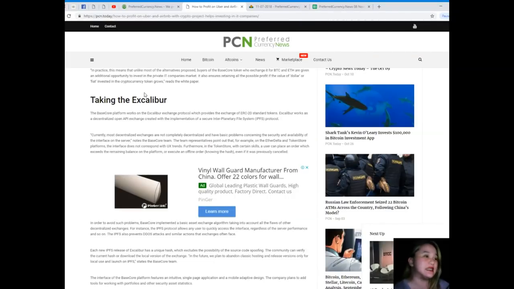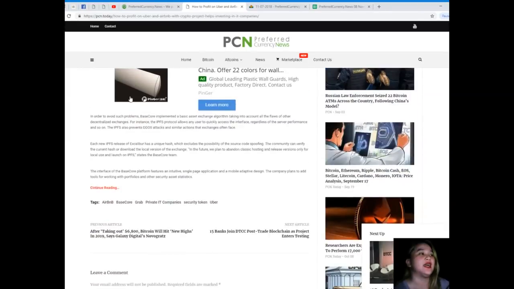So the team representatives point out that, for example, on the Ether Delta and Token Store platforms, the interface does not correspond with UX trends. Furthermore, in the Token Store, with certain skills, a user can place an order which exceeds the remaining balance on the platform or execute an offline order knowing the hash, even if it was previously canceled. Now, in order to avoid such problems, Basecore implemented a basic asset exchange algorithm, taking into account all the flaws of other decentralized exchanges. For instance, the IPFS protocol allows any user to quickly access the interface regardless of the server performance and so on.